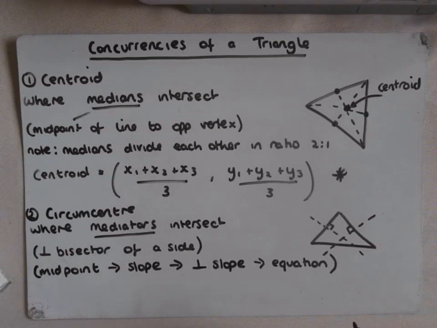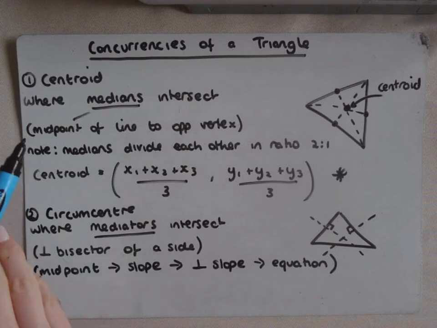So, concurrencies of a triangle. Concurrencies is where three or more lines meet. Okay, so we have three different concurrencies that we're going to use. The first one is the centroid.